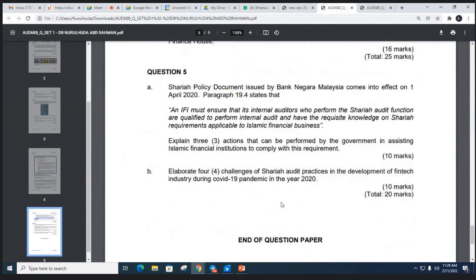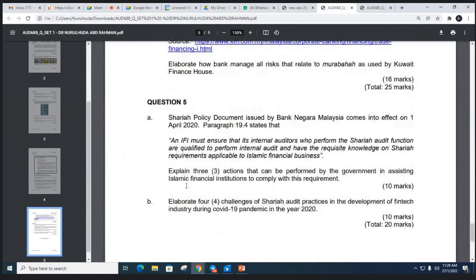Okay. And then question number 5, A and B sahaja. 3 actions that can be performed by government in assisting. Okay, apa dia punya requirement? Requirement dia adalah IFI must ensure that internal audit, perform sharing audit are qualified. So macam mana kita nak pastikan? Action performed by the government. Ya? How actually the government assist IFI so that IFI can have a qualified Sharia auditor. So how?